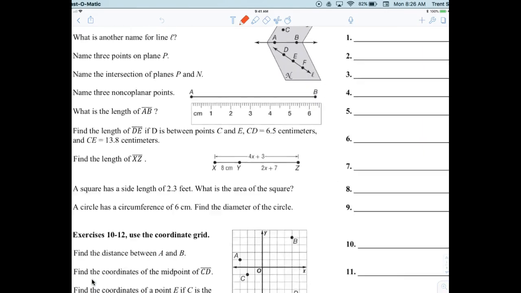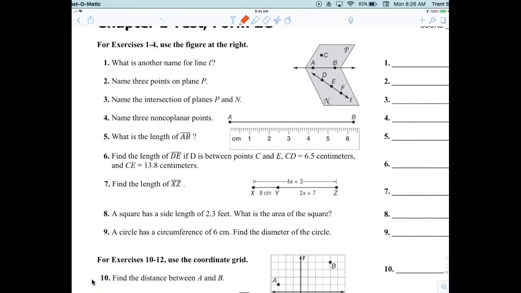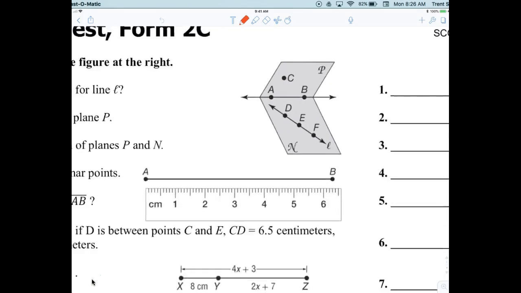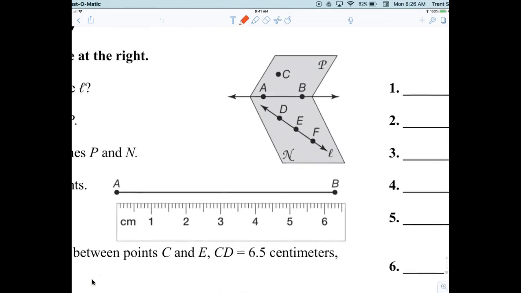Number 4. Okay, so 3 non-coplanar points. The object here was for you to understand that P and N are completely different planes. Did you understand that? So non-coplanar would have to be 2 points from one plane and 1 point from another plane. Is everybody with that? You agree? So, for example, you could say D, E, and C. You with me on that? All right?